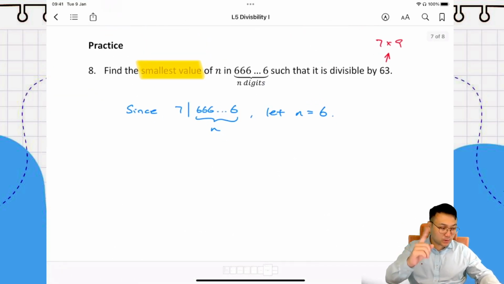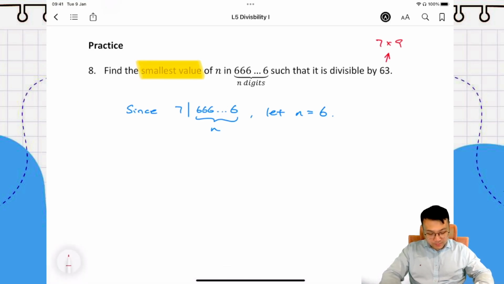How about 111,111? Can I divide by 7? Yes. 222,222. Yeah. 999,999. Yes? Okay, so every block of 6 is divisible by 7. So if I say that n equal to 6, do you think it will be divisible by 7? Yeah, definitely. So now I only need to care about the number 9.